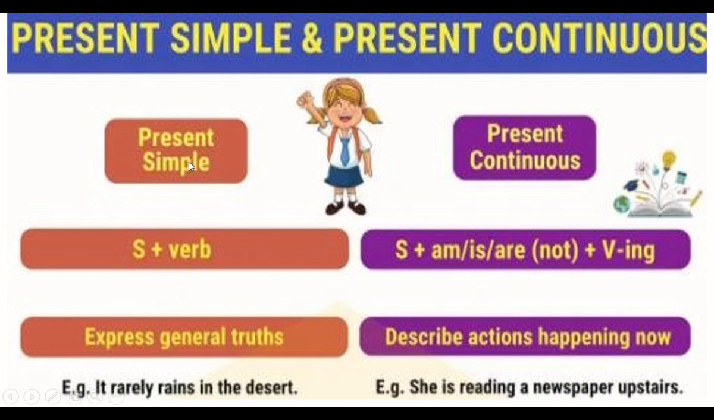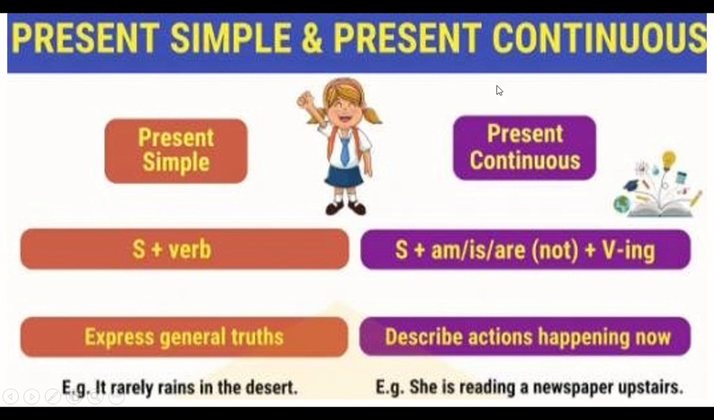We use the present simple to express general truths or to speak about facts, to speak about habits, things that you do every day, every week, every month. We use the present simple to speak about them. For example, it rarely rains in the desert. If you notice, here we add s with the pronoun it.